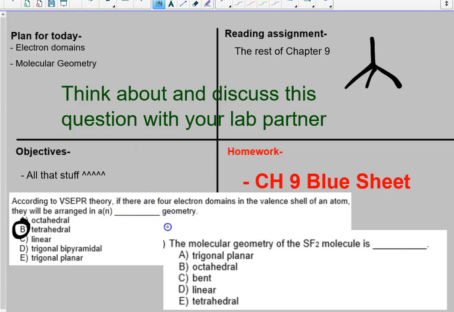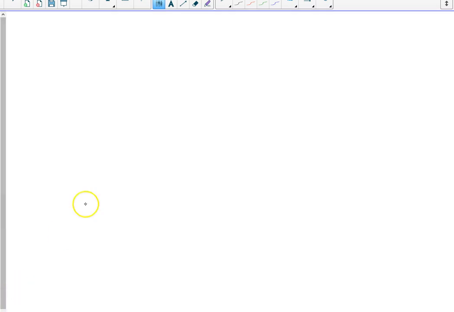All right. Now, the molecular geometry of the SF2 molecule is blank. So this one's a little bit harder, and we haven't talked about molecular geometry yet, but the way that you solve this isn't too hard. You have to draw the Lewis structure. So it was SF2. Connect them with at least one line. How many total valence electrons did I have? I had 20, right?